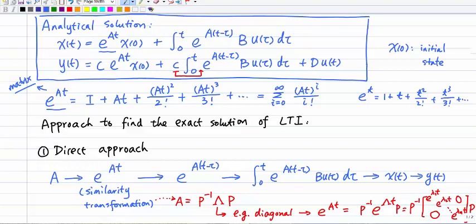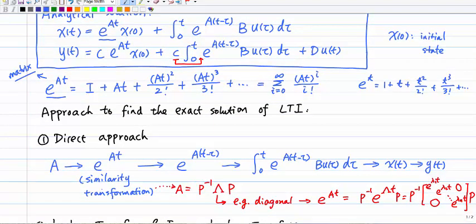So a lot of times to compute this e to the A t, you can use the similarity transformation that I mentioned in the mathematical background part. What we do is write A as P inverse Lambda P. Hopefully Lambda is diagonal, so let's assume Lambda is diagonal. Then e to the A t is just equal to P inverse e to the Lambda t times P, which is P inverse times e to the lambda 1 t, lambda 2 t, and so on, assuming the lambda i are the eigenvalues, times P. So you can write this form exactly as this form.